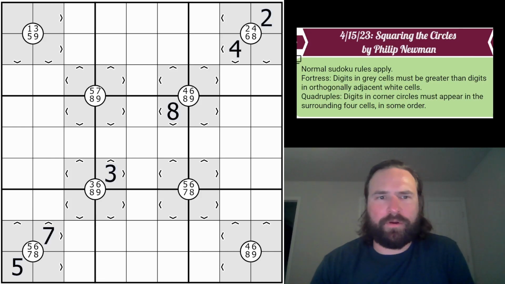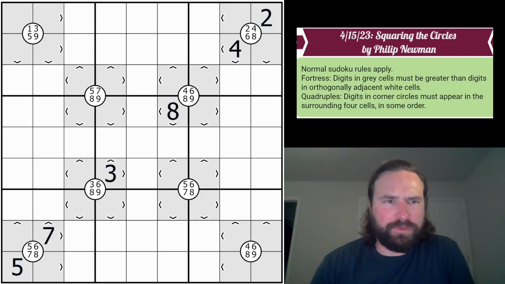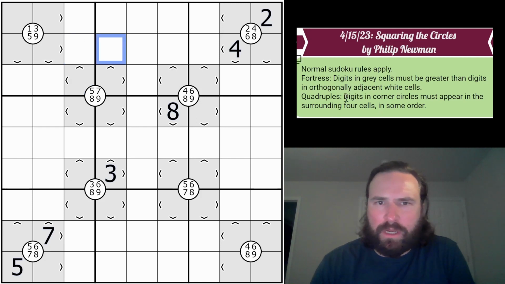Alright, let's run through another genuinely approachable Sudoku from the Cracking the Cryptic guys. This one is called Squaring the Circles by Philip Newman. So normal Sudoku rules apply, so we're going to need the numbers 1 through 9 in every row, 1 through 9 in every column, and 1 through 9 in every box, and they can't overlap in any of those places. And then we have something called fortress rules.